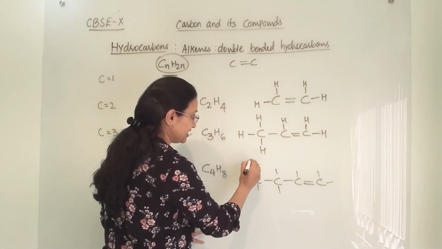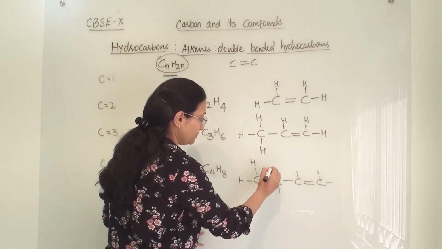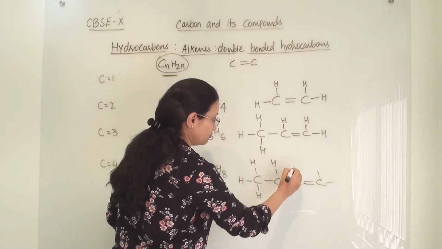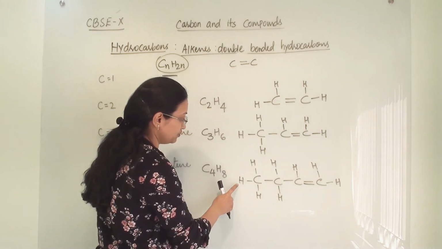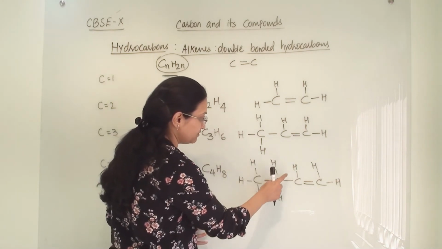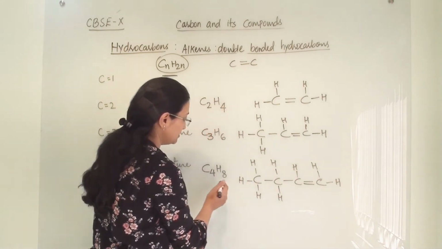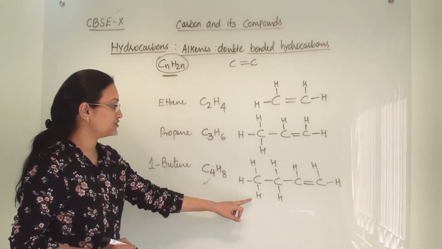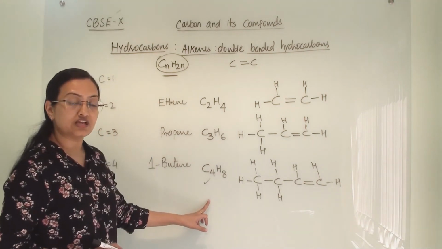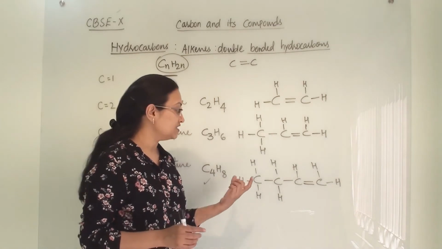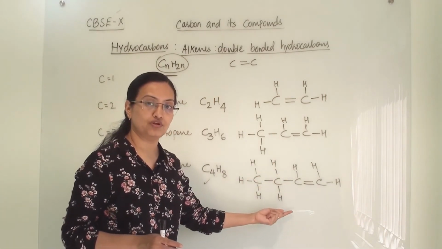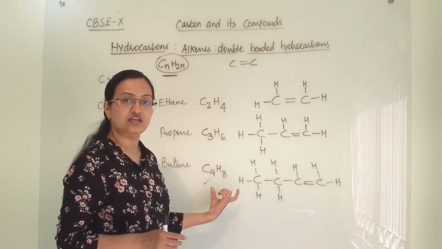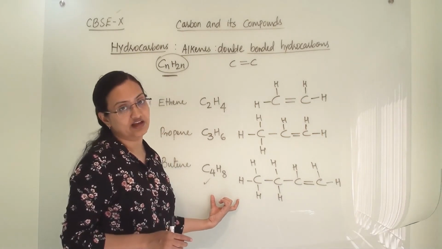Now let us arrange hydrogen, and after that we will count it. Is it according to our formula or not? We will see that. So 1, 2, 3, 4, 5, 6, 7 and 8. So yes, this is according to our formula. So this is how we are counting the tetravalency of carbon, and we will write the structural formula for each and every hydrocarbon of alkene.